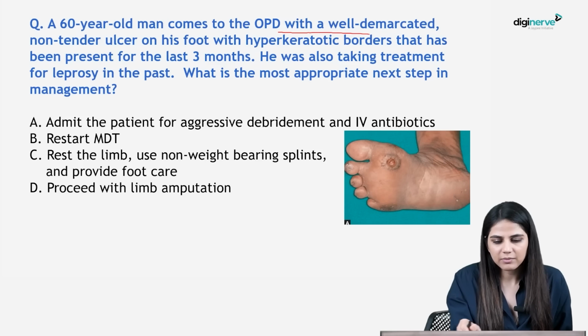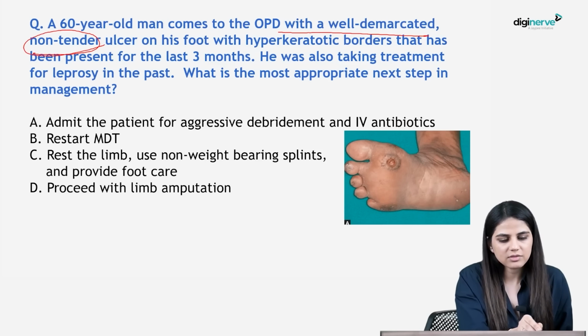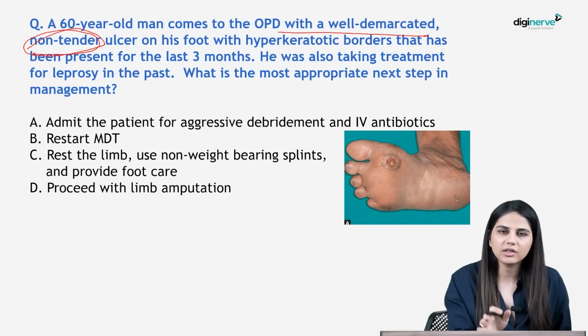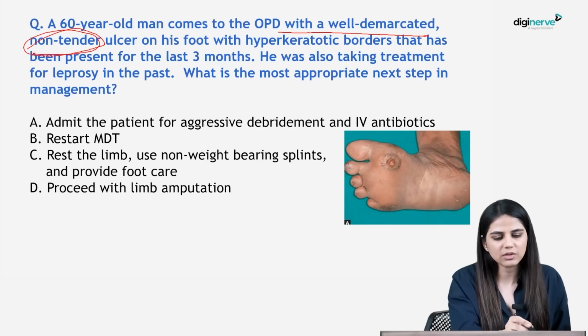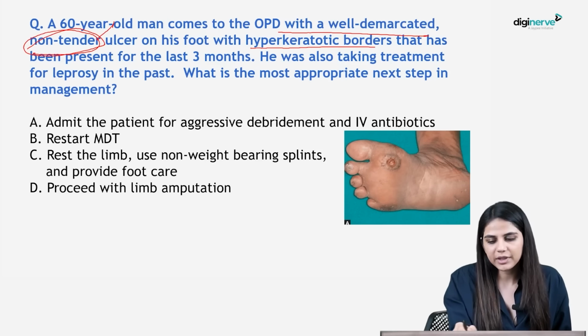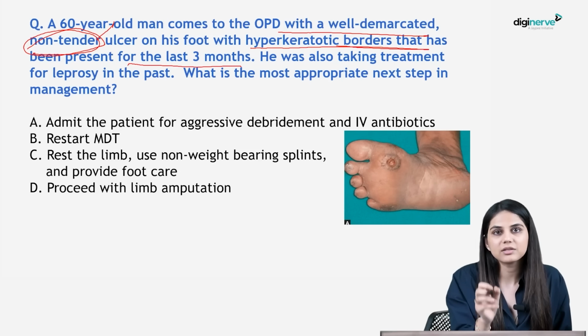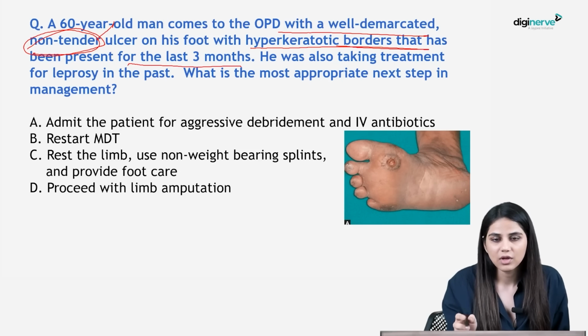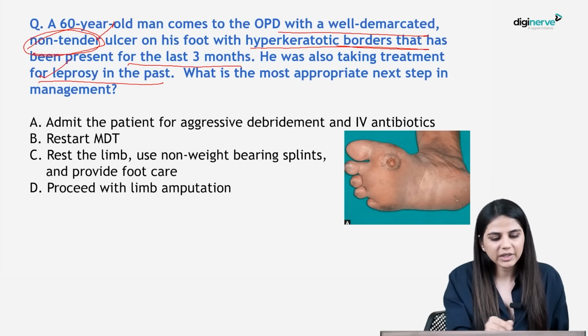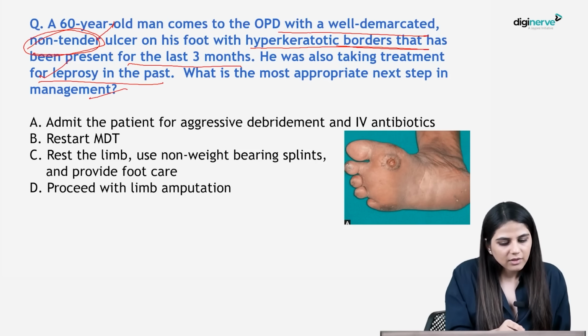60-year-old man, well demarcated, non-tender ulcer, okay. So, we have studied very few conditions in dermatology with non-tender ulcer. Hyperkeratotic border, last 3 years, so non-healing ulcer also, giving a clue towards a neuropathic disorder. Also taking treatment for leprosy. All right, they diagnose the disease for us. Most appropriate next step of management.